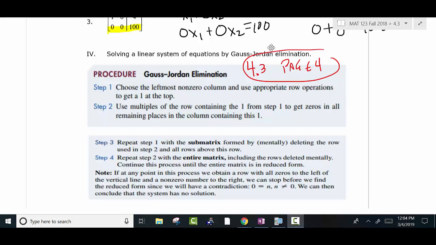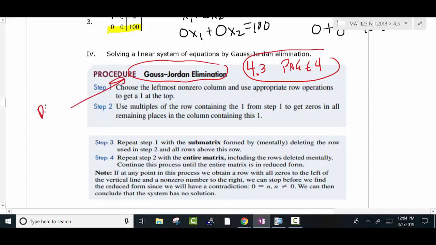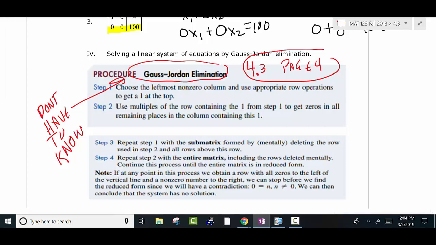Okay, so this thing that's called Gauss-Jordan elimination, you don't have to know, because you're going to do this on the calculator. So what I'm going to do is kind of bypass, in this class, the procedure of how you do this by hand. I'm just going to talk through it, and then we're going to go over to the calculator. So you don't need to really worry about this information here.